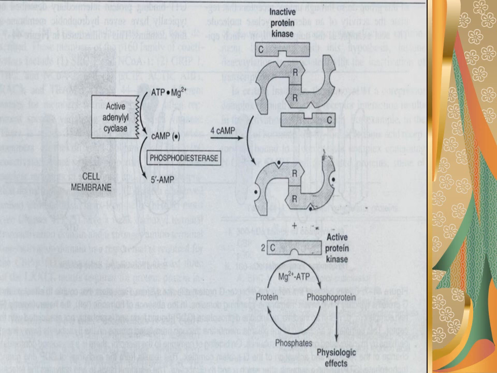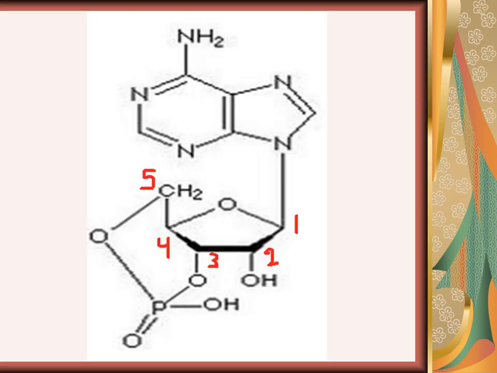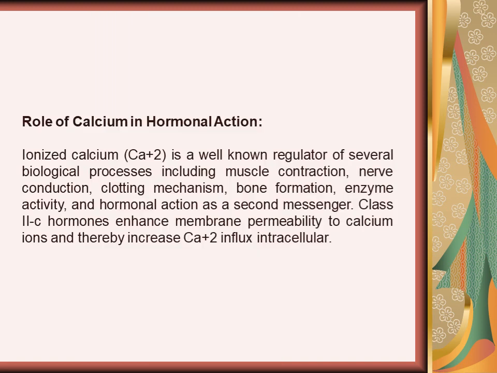And by the presence of the enzyme called phosphodiesterase, it will convert cyclic AMP again to AMP, to terminate the action of cyclic AMP. And you see this is the structure of the cyclic AMP. You can see the 5 carbon connected to the 3 carbon atom to make cyclization of this ATP to become cyclic AMP.